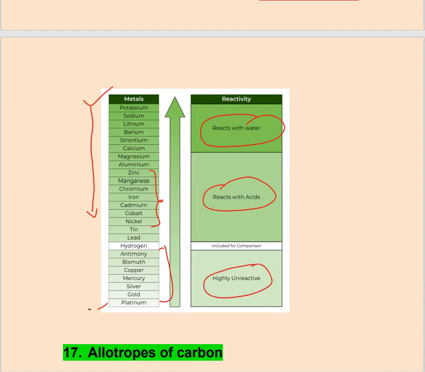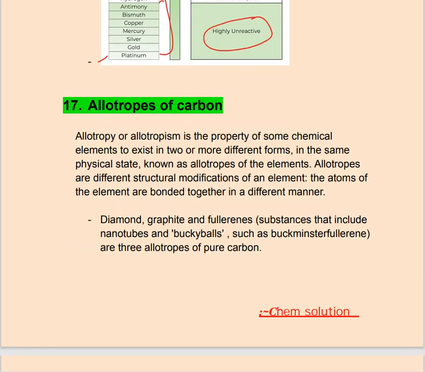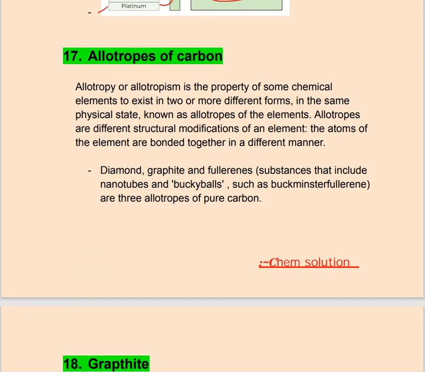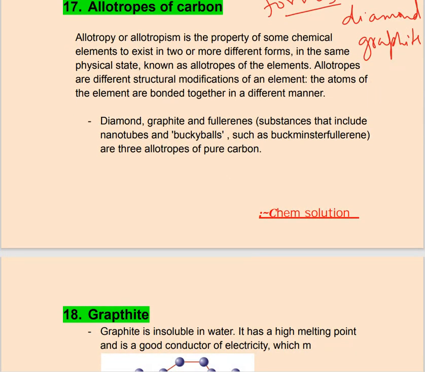Okay, next, allotropes of carbon, forms of carbon. Allotrope means forms of carbon. You know that the forms of carbon are diamond and graphite. Diamond and graphite are two forms of carbon. You know that carbon shows the catenation property, it forms branched chain and ring chain structures. So diamond, graphite and fullerenes are the allotropes of carbon.